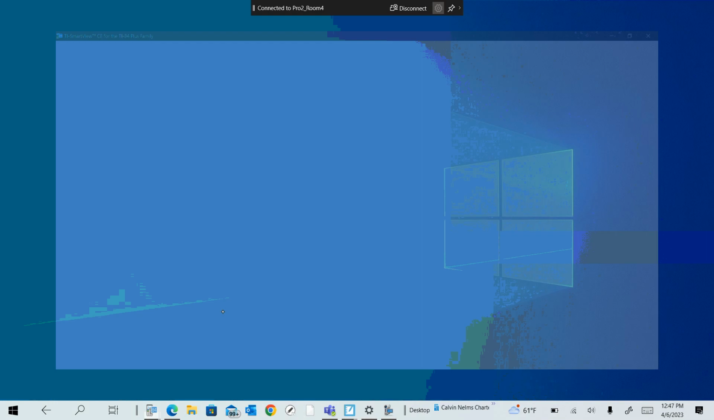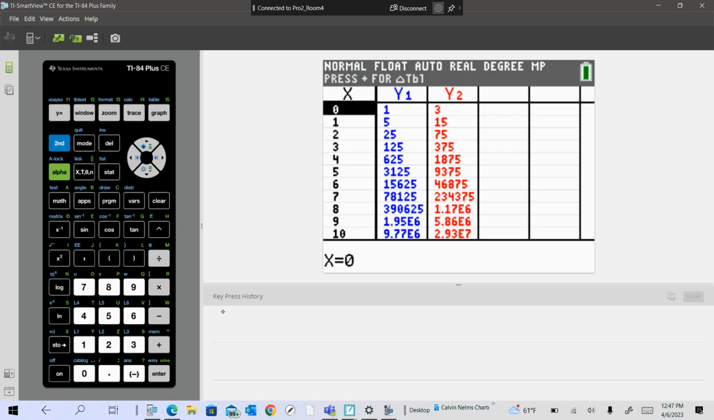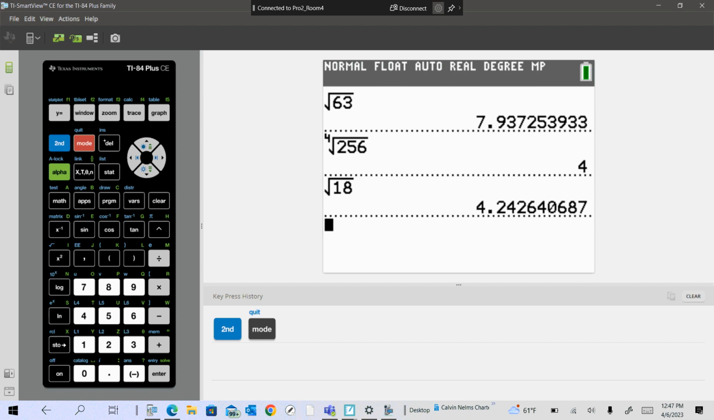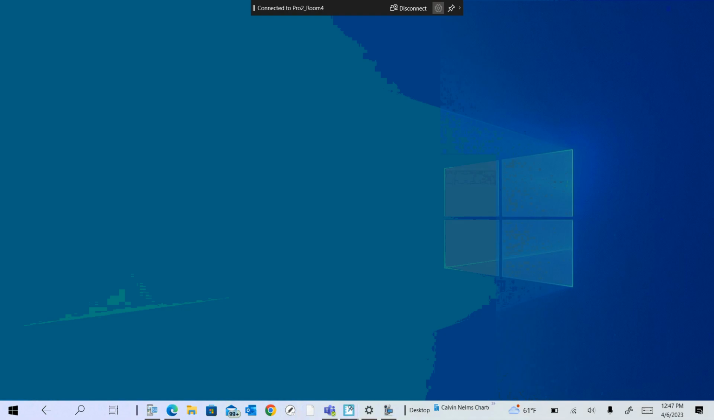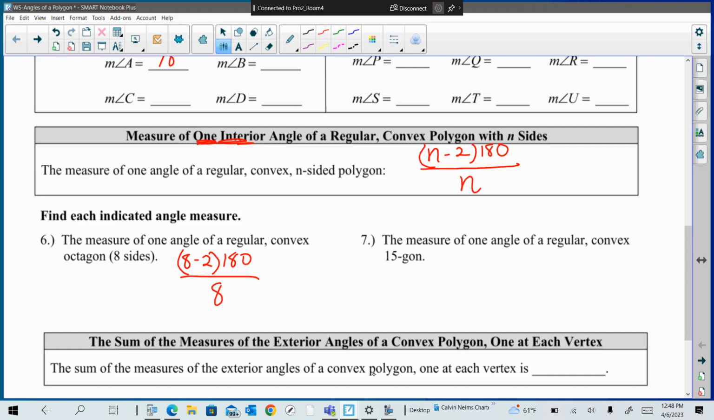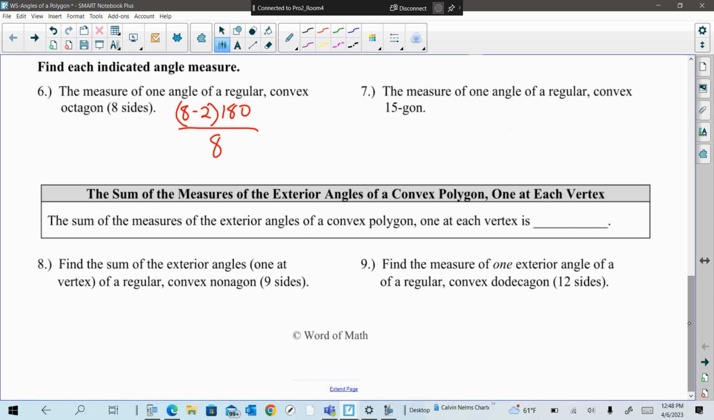Now on this last section, because we're talking about exterior angles, we just have to remember there's the sum of the exterior angles. This is when we always make it equal to 360. So right here, 8 says find the sum of the exterior angles. The answer is just 360. As soon as I hear or see sum of exterior, I'm just writing 360.